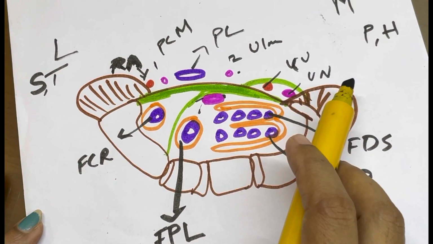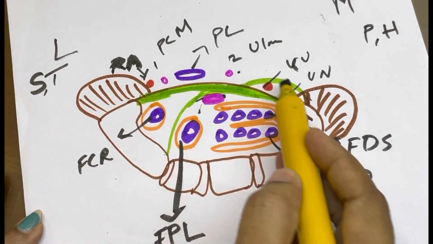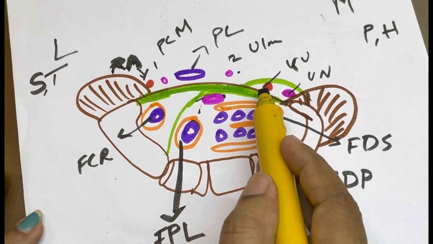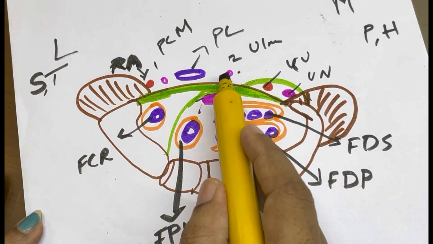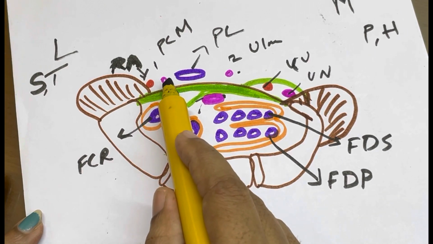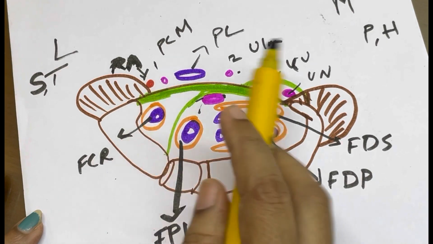So when we say the structures passing above the flexor retinaculum, we can include all this, starting from the ulnar nerve, vessels, then you have the palmar cutaneous branch of ulnar nerve, palmaris longus tendon, palmar cutaneous branch of median nerve, and the arterial branch from the radial artery.